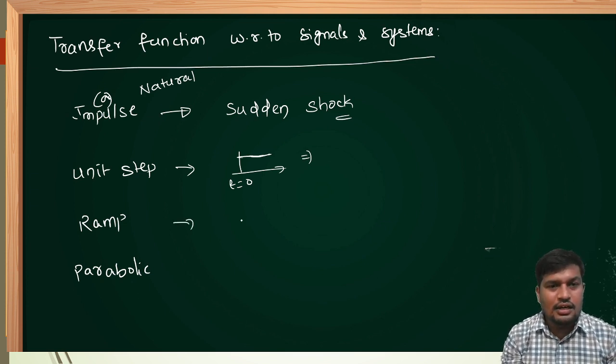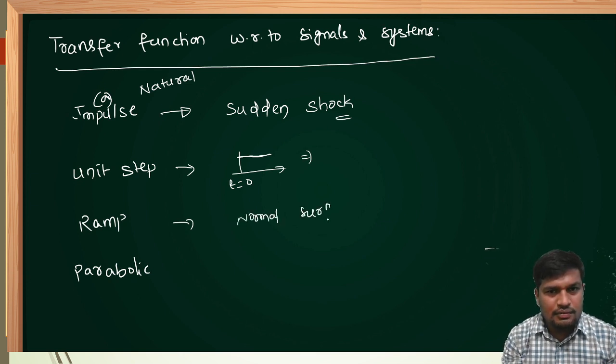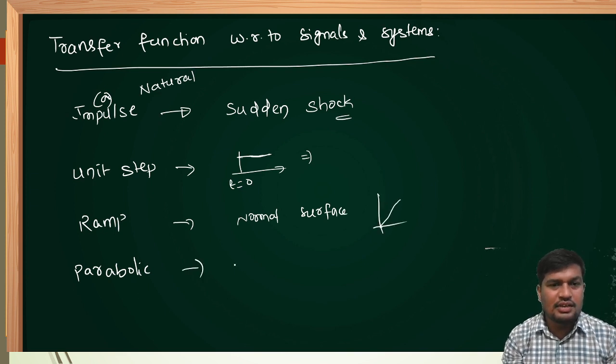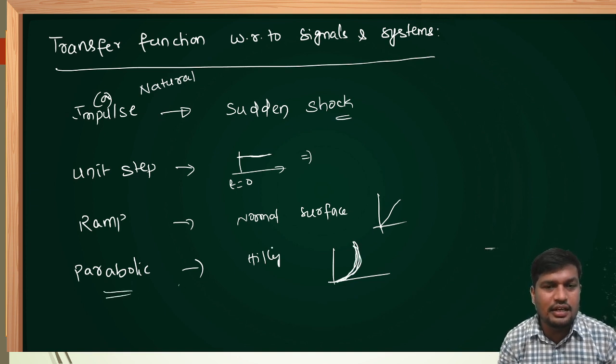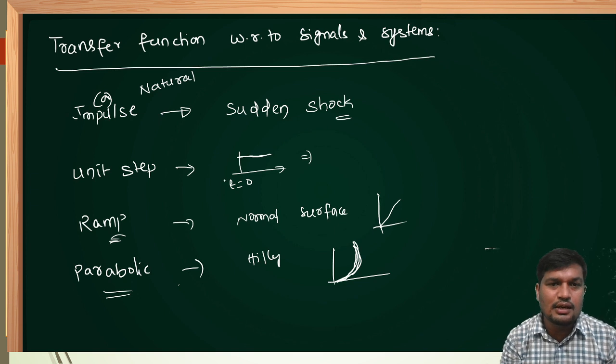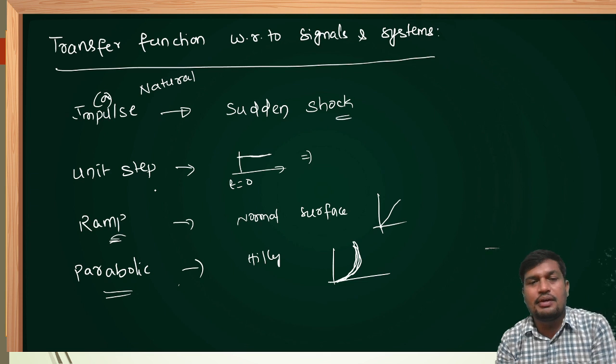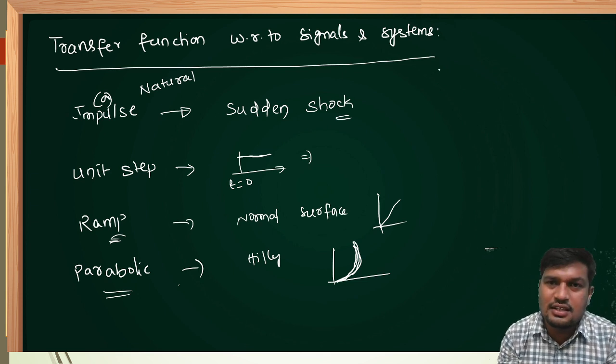Ramp signal: driving a car on a normal surface on the road, which moves linearly. The speed of the car is linear on a normal surface. Whereas driving a car in hilly areas will be non-linear like this. This is a parabolic signal. Driving a car in hilly areas is non-linear, represented by a parabolic signal. Driving a car on a normal surface is linear, that is a ramp signal. Switching on a fan or starting the engine of the car will be a unit step signal. Impulse signal is a natural or sudden shock.